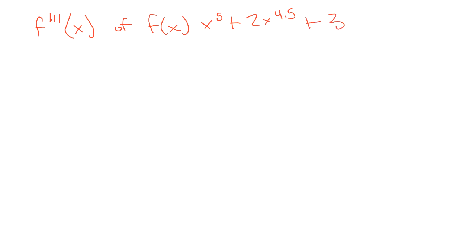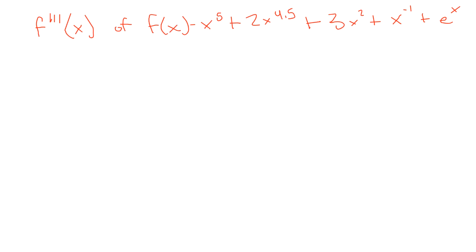Now what I want us to do is find the third derivative of our function: x to the 5th plus 2x to the 4.5 plus 3x squared plus x to the negative 1 plus e to the x. All right, so let's start breaking this down little by little.